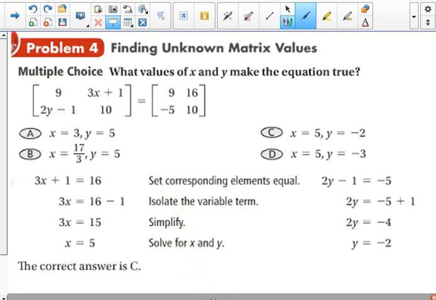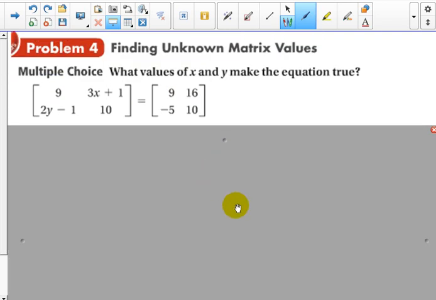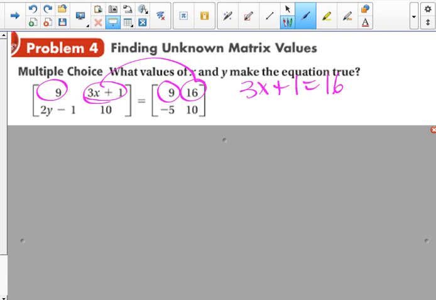Now let's look at our last thing. What values of x and y make this equation true? Well, if these are equal matrices, it means that their corresponding elements are equal. So 9 is equal to 9. It also means 3x plus 1 must be equal to 16. So if I want to find out what x is, I'm going to use that property. 3x plus 1 equals 16 and solve for x. Subtract 1 from each side, and then divide each side by 3, and I get x is equal to 5.